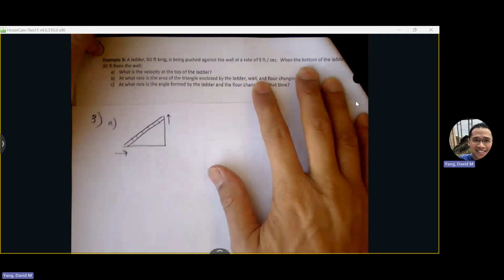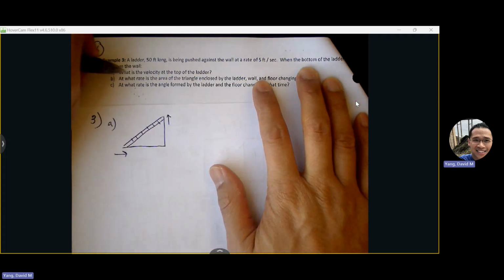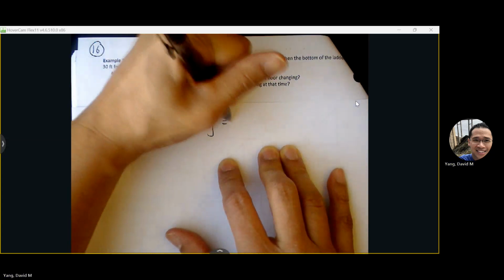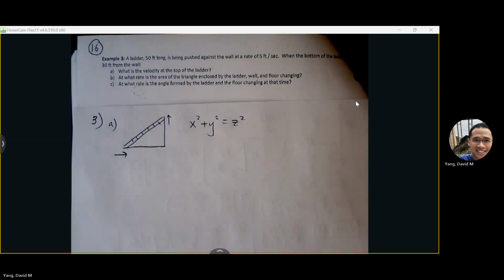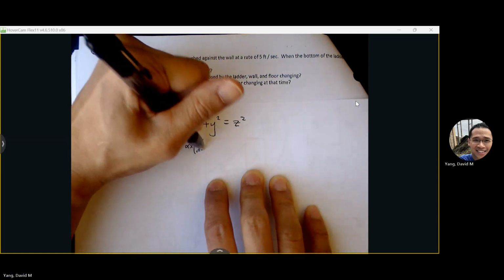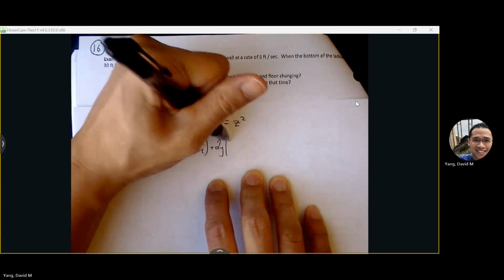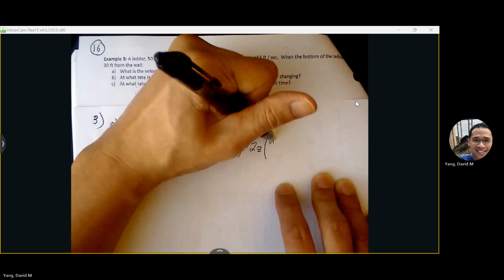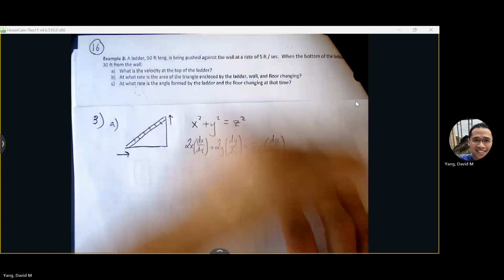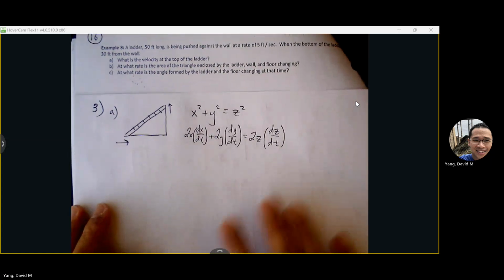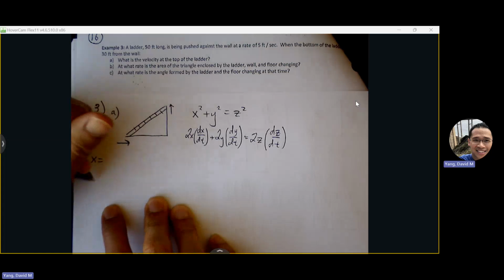When the bottom of the ladder is 30 feet from the wall, what is the velocity at the top of the ladder? So we know that this is going to be a Pythagorean theorem problem. We can find the derivative with respect to time. Just get the calculus out of the way. Okay, let's list out all the variables.